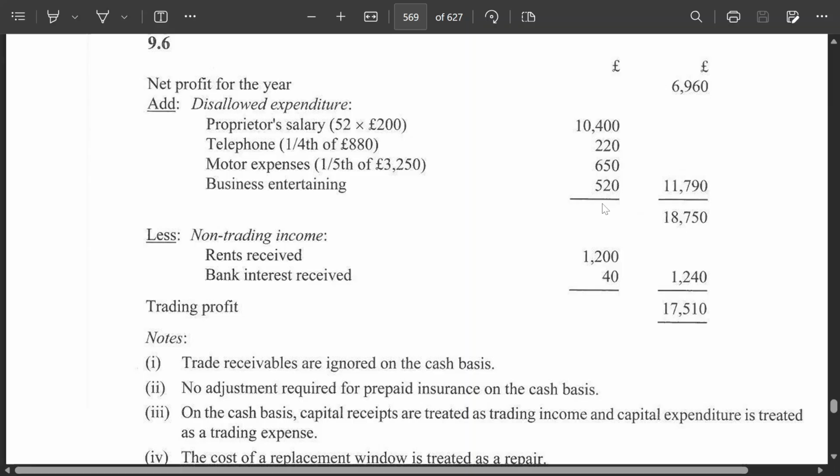This is the answer. If you go to question number 9.6, you'll see that there is a part at the bottom in the notes. It says that the sundry expenses which are given include 520 for business entertainment or customer entertainment. Since we know it's not allowed, we are adding it back, because in calculating the 6960, we had already deducted all the sundry expenses, including this one. You have to add it back, because that deduction is not allowed.